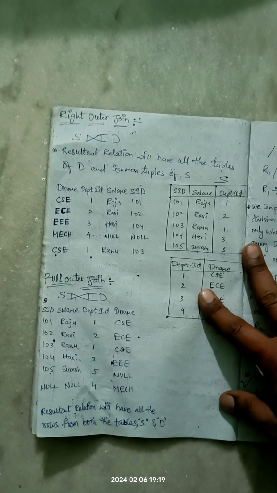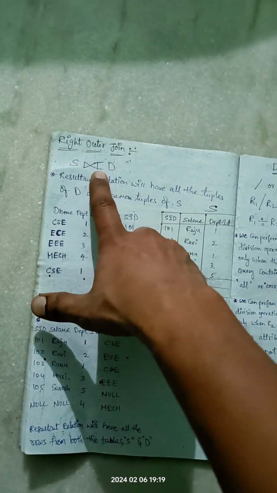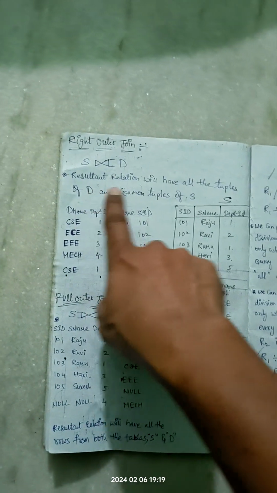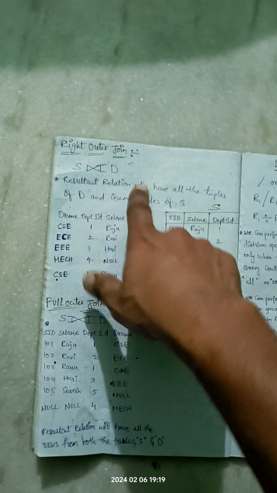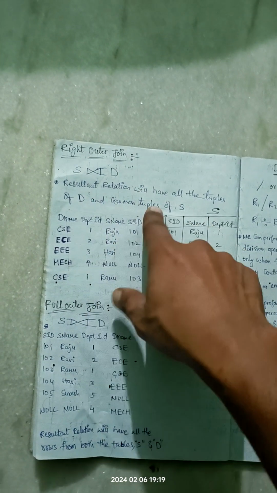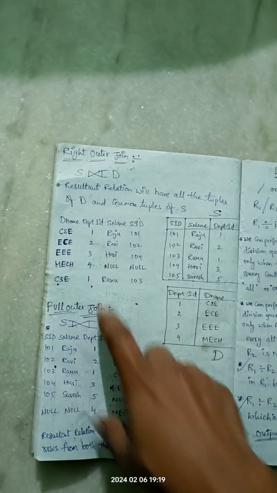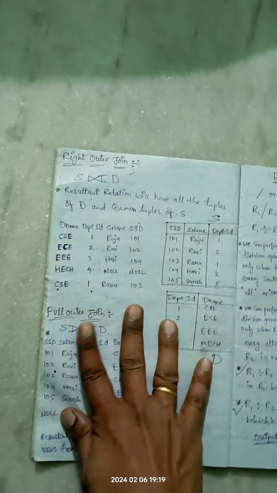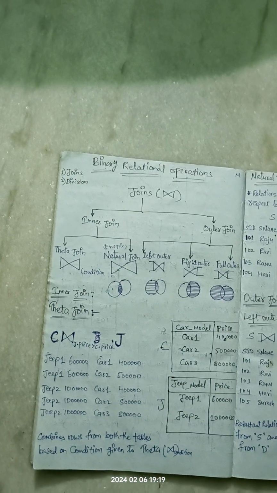Coming to right outer join, it is denoted like this, and the resultant relation will have all the tuples of D and the common tuples of S. This is the explanation. You will understand this line after seeing the example. We'll take the same tables as they are.